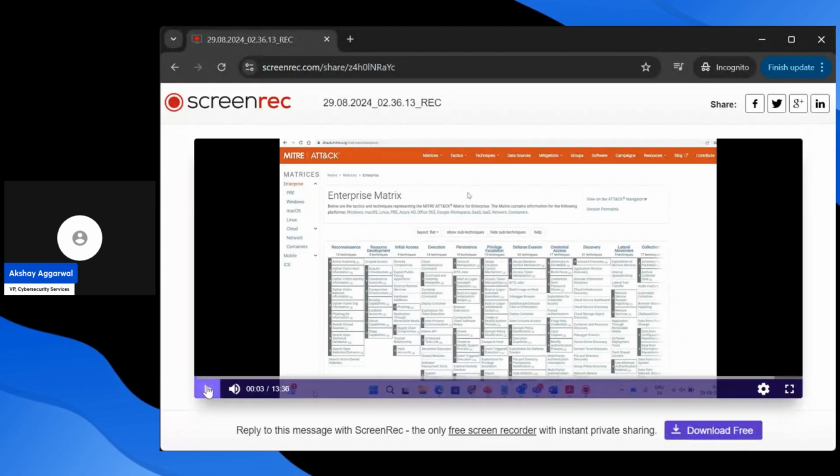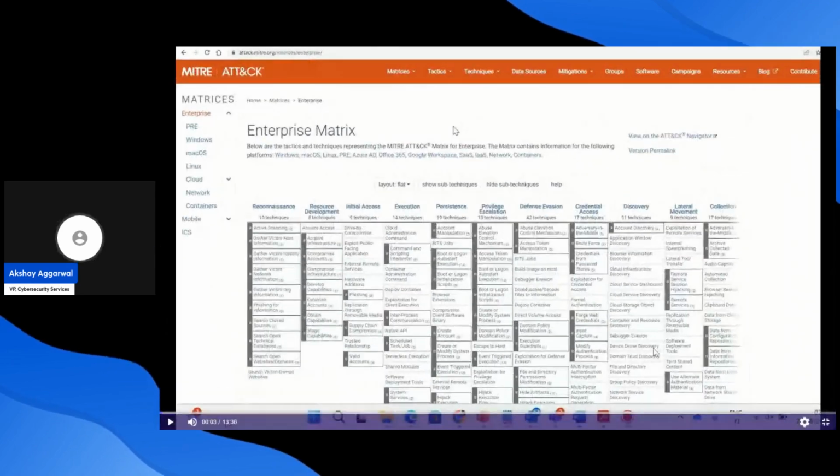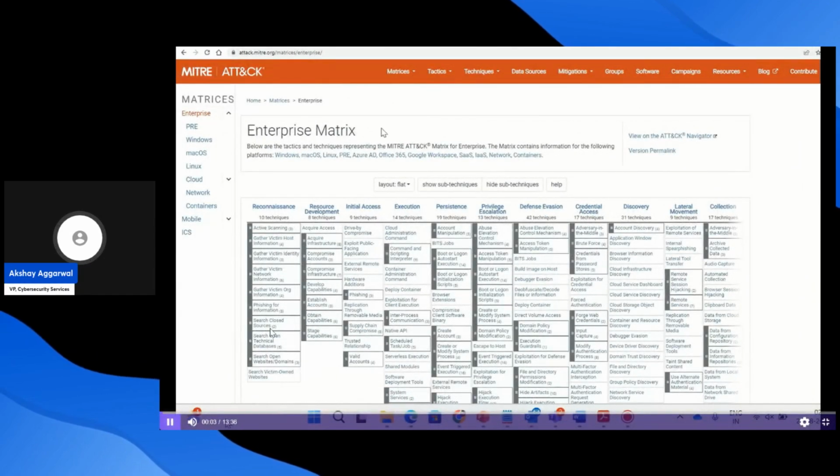I'll just pull it up. I'll just play it on the full screen so that you can make out what's happening.